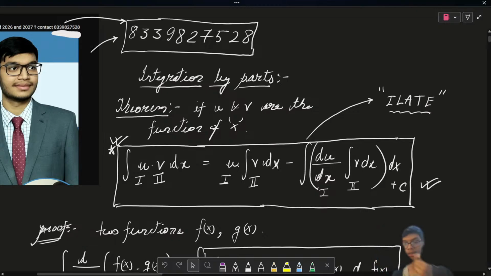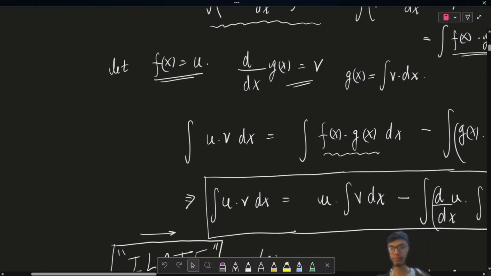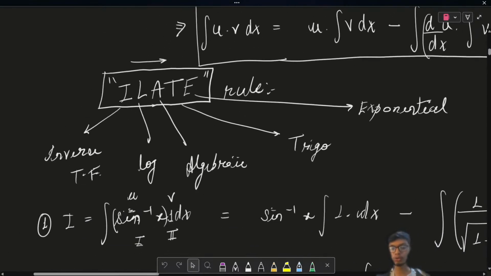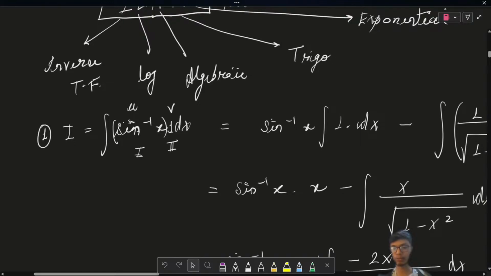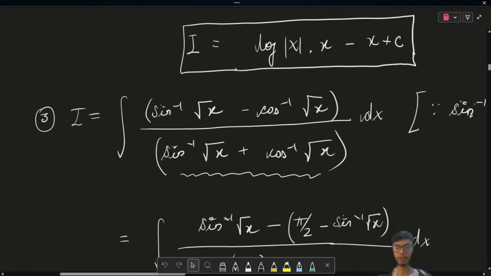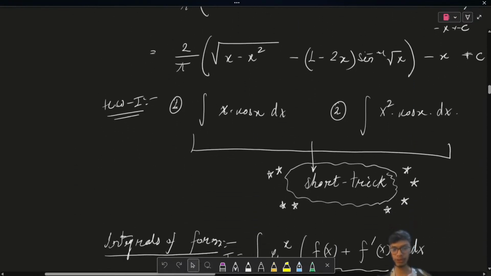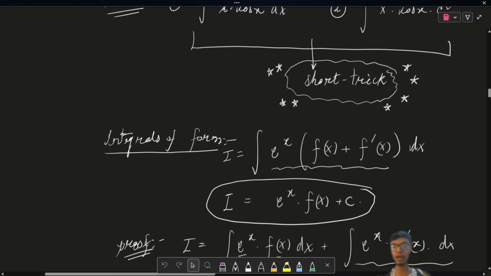All right, so with this, if you recall the integration by parts, this was the basic theorem of it, and we then understood how this theorem comes about. We also understood how to choose which function should be the first function and which should be the second function. This was the nomenclature that you need to follow while choosing your first and second function. With this, we went on to solve some questions. We did a lot of questions, and then I gave you some homework. I hope you have done it.